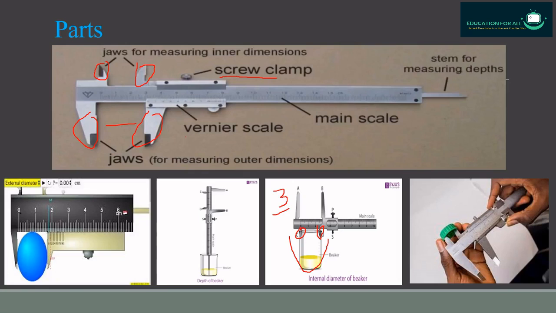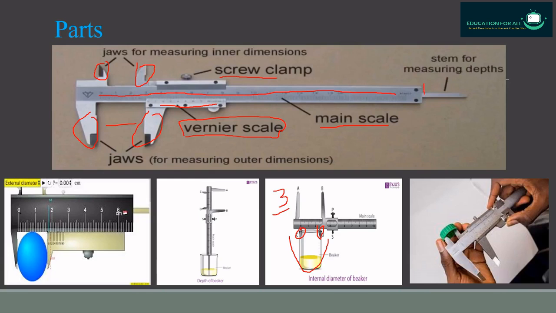Very important, the Vernier scale. This is a Vernier scale here, the pointer. This is the Vernier scale. Second thing, the main scale. I'm putting a line over the main scale. This whole scale is the main scale. This is the main scale. Fine.